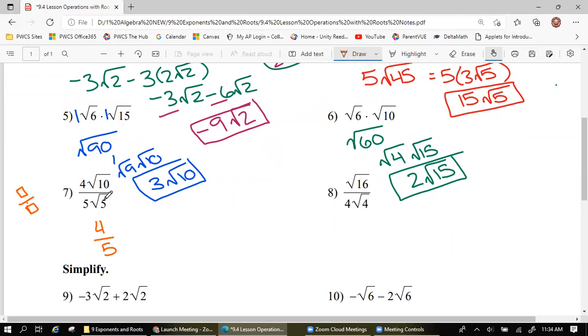Square root of 10 divided by square root of 5. I can actually do 10 divided by 5 and get 2. And it's underneath the square root sign still. There's my final answer.